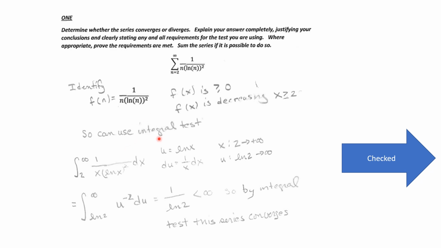That means you can use the integral test, and so we can compute the definite integral from 2 to infinity of 1 over x ln of x whole squared dx. Using this substitution, we get that this integral does converge. It is 1 over ln 2, and so by the integral test, the original series converges.